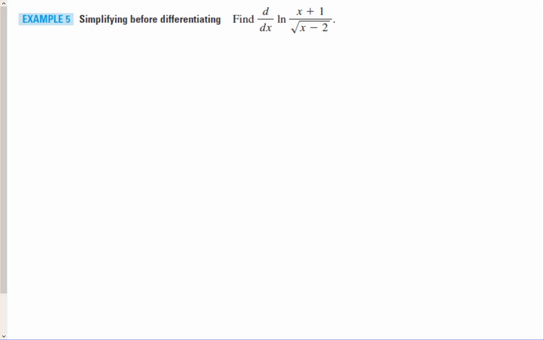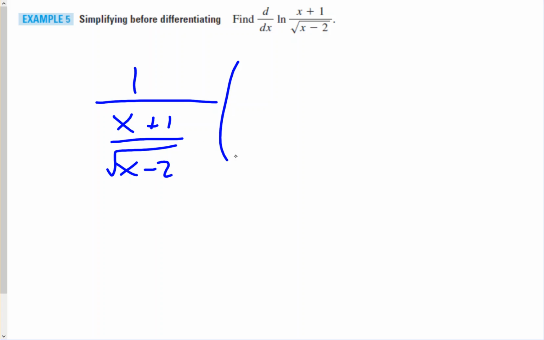Let's take a look at this one. Find the derivative with respect to x of natural log of x plus 1 over the square root of x minus 2. So that means we would have 1 over the argument here. So 1 over x plus 1 over square root x minus 2. And then we're going to multiply by the derivative of this function.